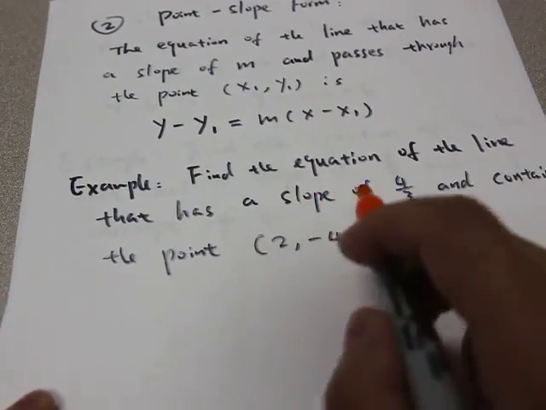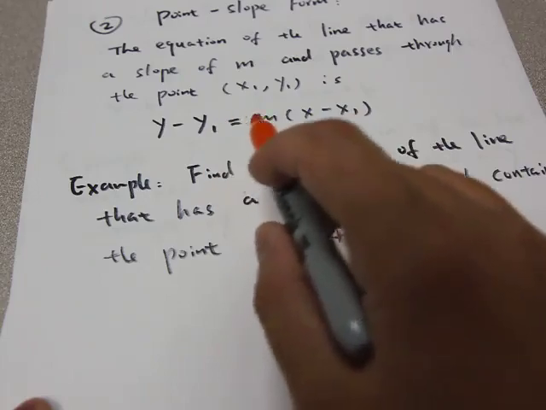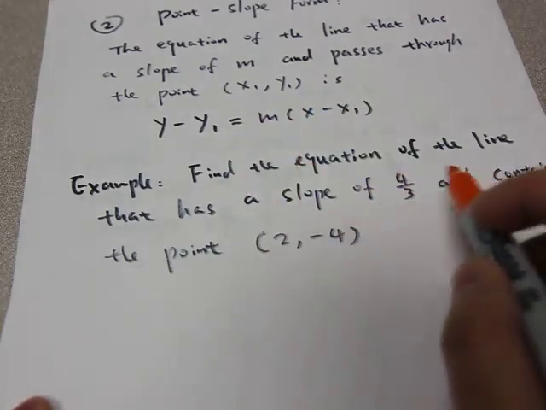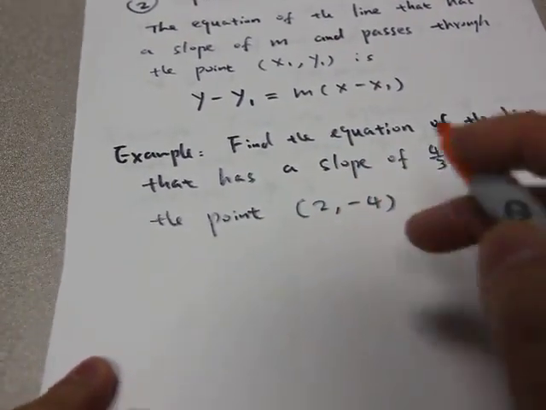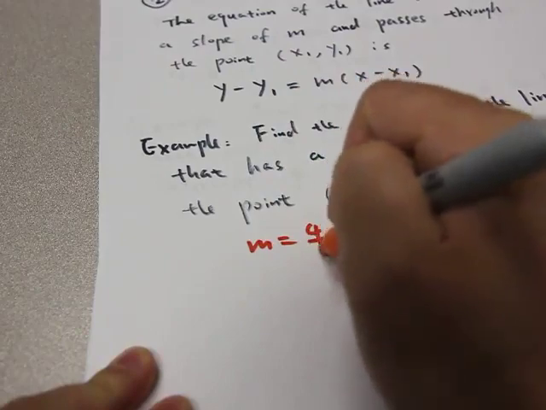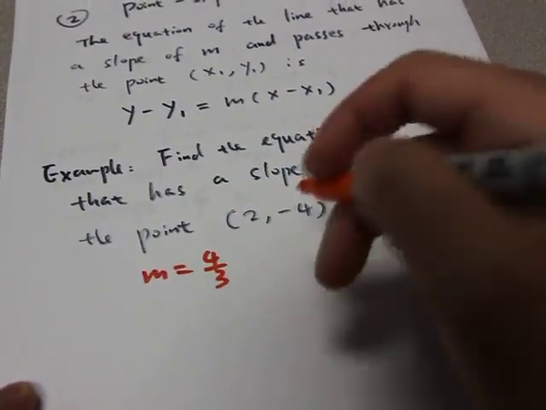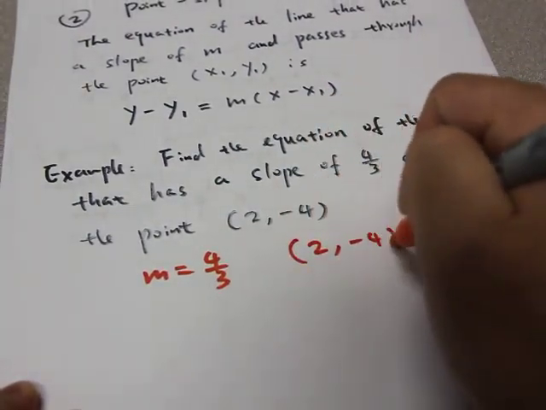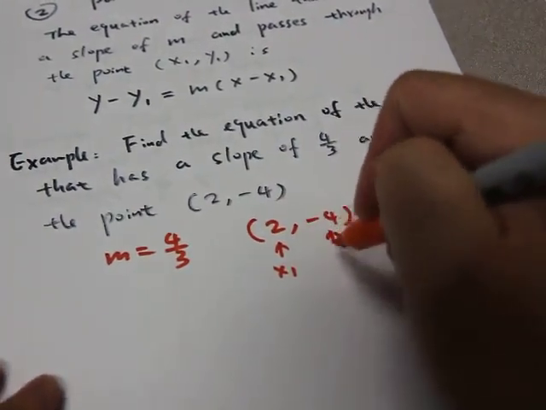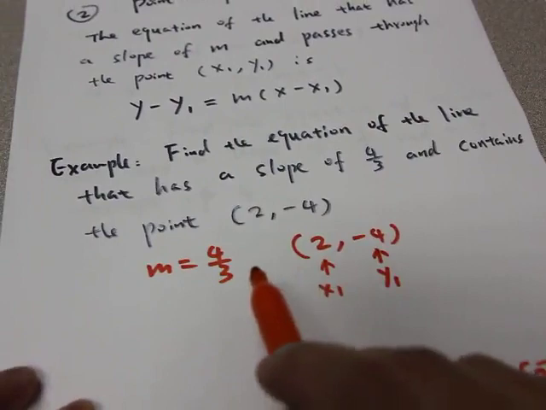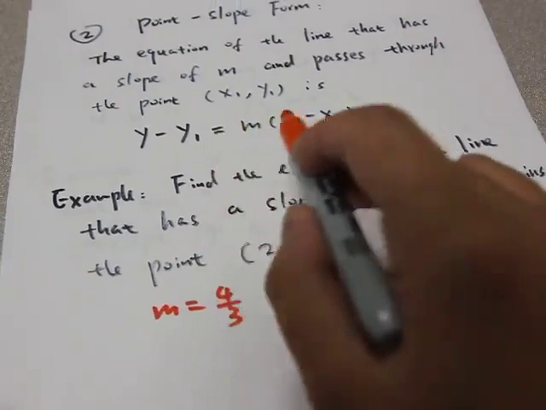Now let's take a look at this example. Use this formula, or use this equation, to find the equation of this straight line. The slope is 4/3, and this straight line contains the point (2, -4). So that means x1 is 2 and y1 is -4. So next we plug these three numbers into this equation.